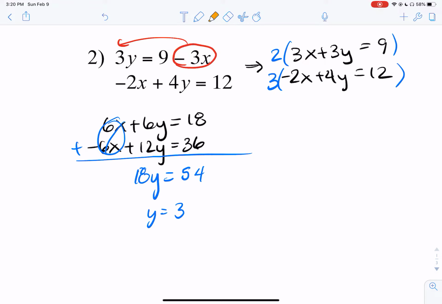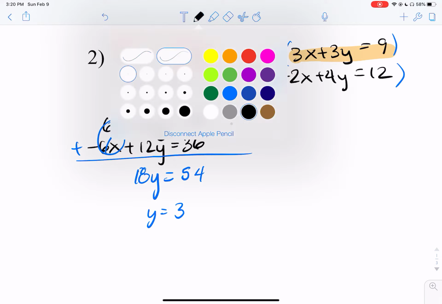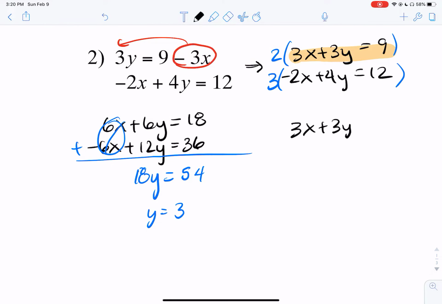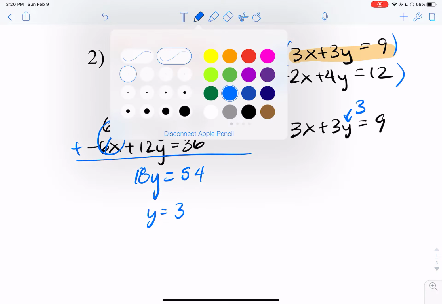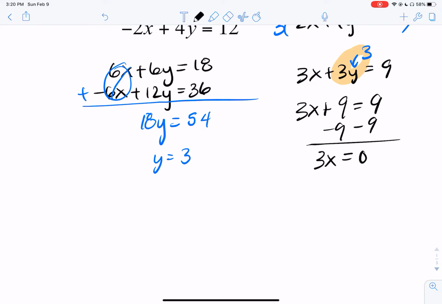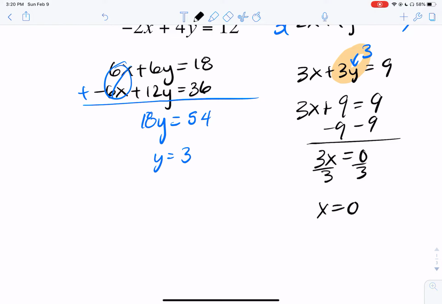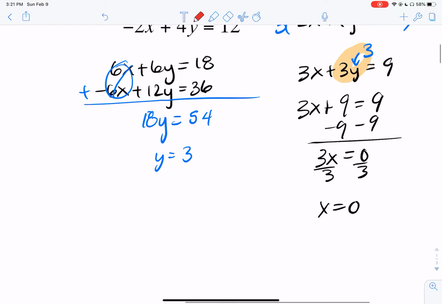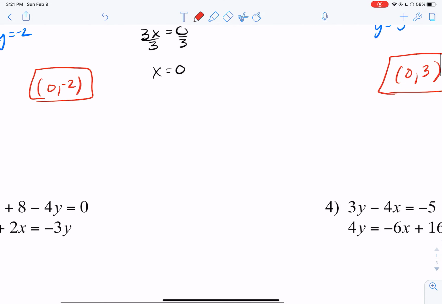So now I'm going to pick this top equation right there, and I'm going to replace the y value again with 3. So we have 3x, and 3 times 3, that's equal to 9, is equal to 9. So when I subtract 9 from both sides, 3x is equal to 0, and I divide by 3, well, the value of x is 0. So your solution here is 0 and 3.